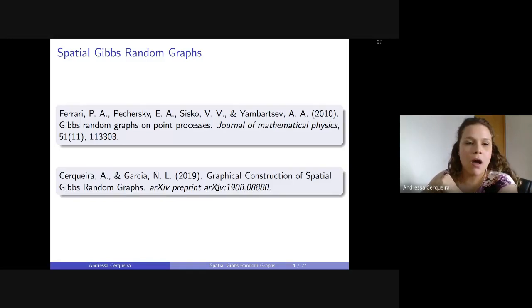So in this talk, I will focus on two works. The first one is Gibbs random graphs on point processes, and the second one is the work that I did with Professor Nancy Garcia from Unicamp. I will focus on these two works because they have results that are quite similar, and it's nice to compare. So let's now define what the spatial Gibbs random graphs are.